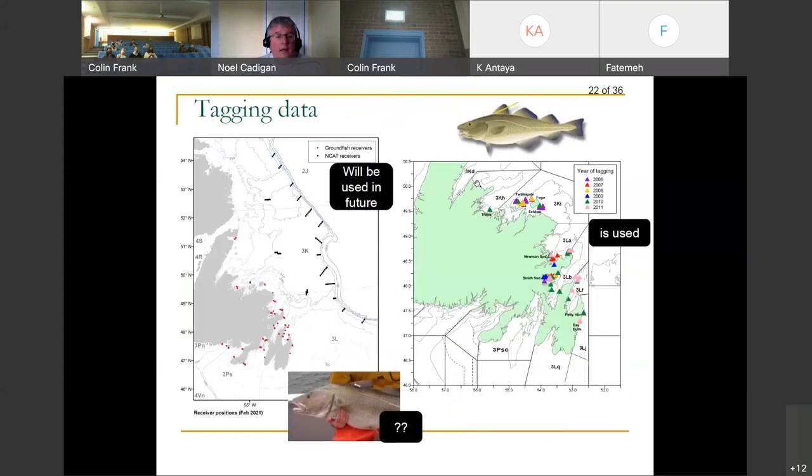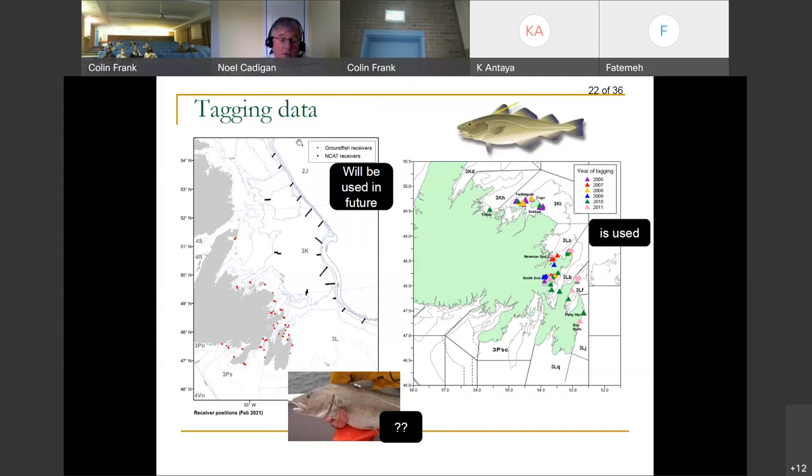And this is the conventional spaghetti T-bar tagging that NCAM uses, with over 32,000 tag returns. People, primarily DFO but the industry gets involved as well, put a little external tag on, and if it's caught in the fishery, fishermen are encouraged to return the tag and include information on where and when it was caught, what the length of the fish was, and so on. So there's a lot of this information in NCAM.